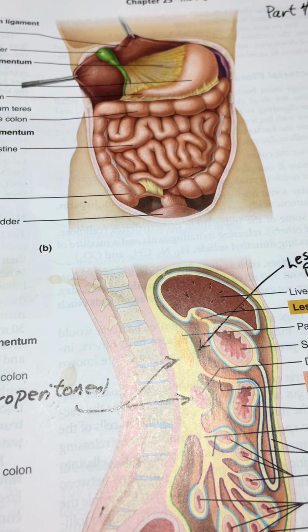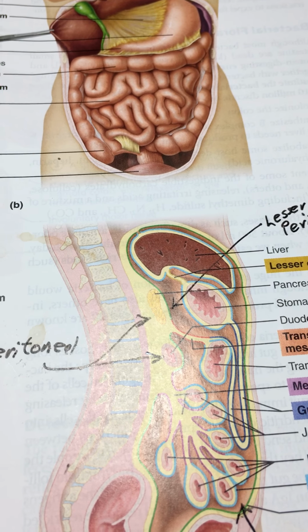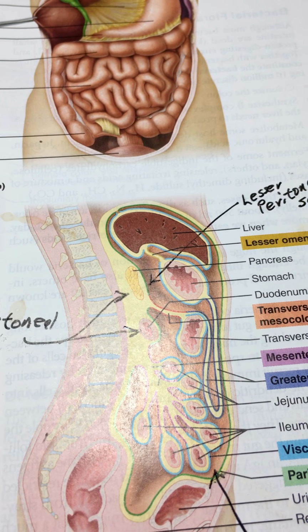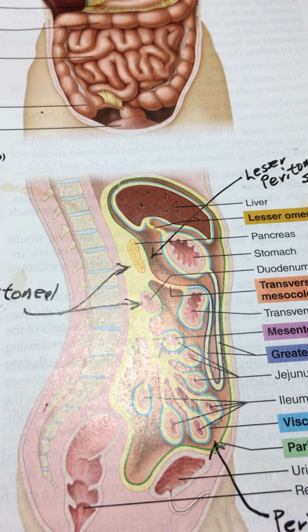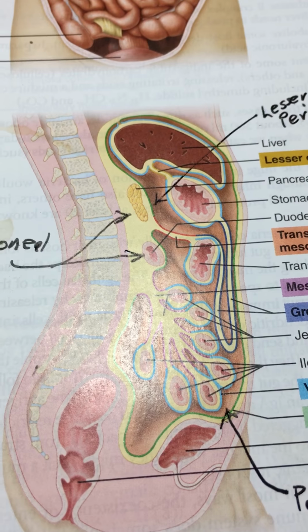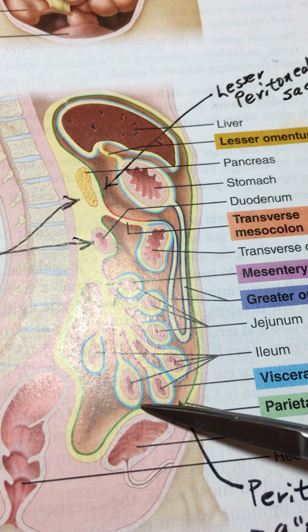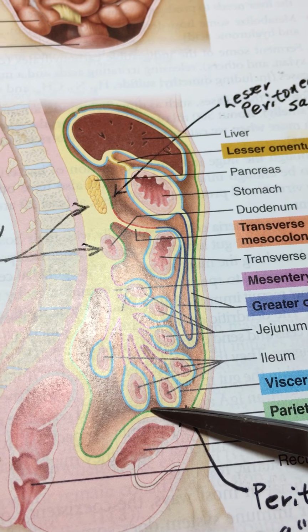Alrighty then. So that completes the outer layers of the organs that are in the abdominal cavity, all the way down here to the bottom of the peritoneal locations.